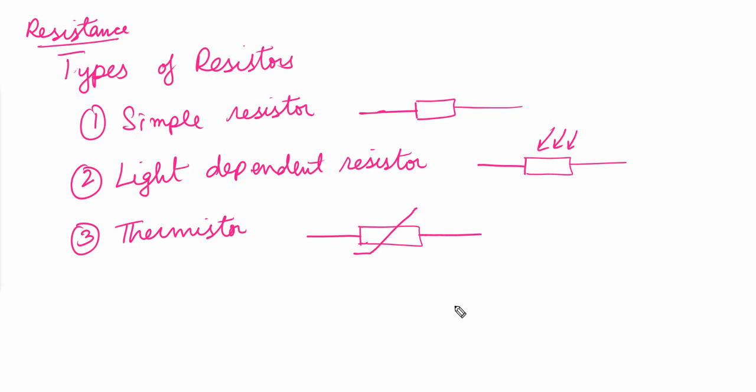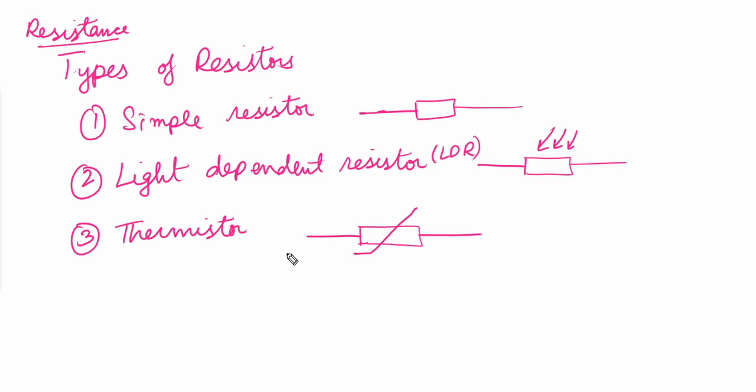So this is the symbol for the thermistor, and the light dependent resistor we can also call LDR. So these are the three main types of resistors that we mostly use in our circuits. So this is it for this short topic on the basics of electricity.